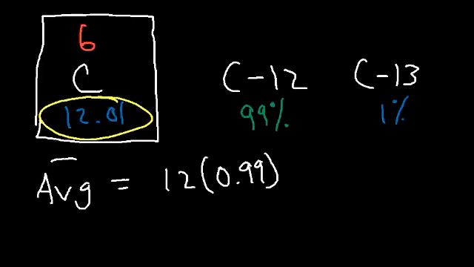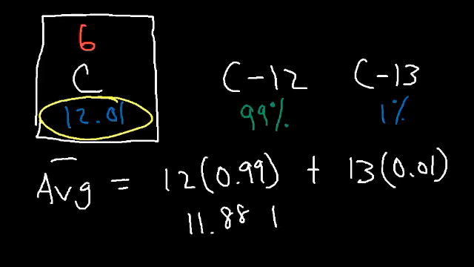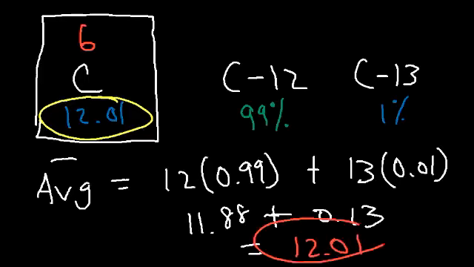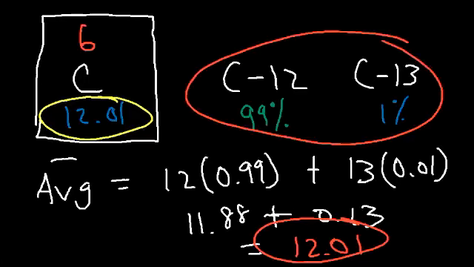So it's going to be 12 times 0.99 plus 13 times 1%, which is 0.01. 12 times 0.99 is about 11.88, and 13 times 0.01 is 0.13. When you add these two numbers, you're going to get the average atomic mass of 12.01. So that's how you can calculate the average atomic mass of an element. You have to take the weighted average of all the isotopes that are found in nature and make sure you multiply it by their relative percent abundance.